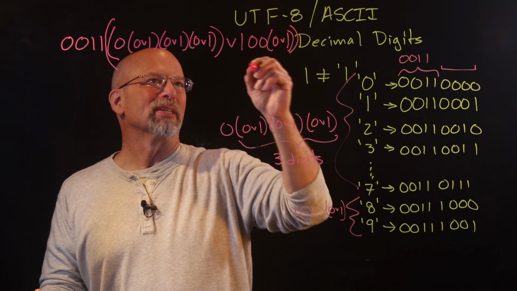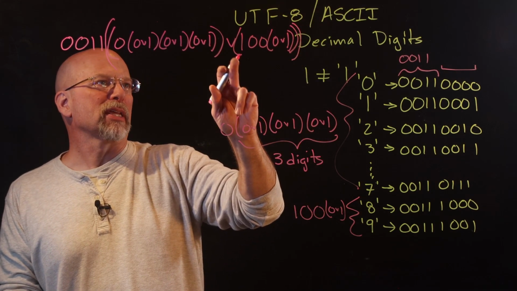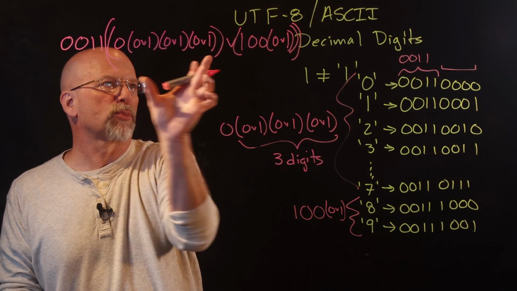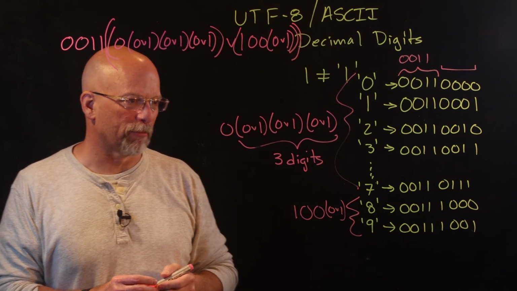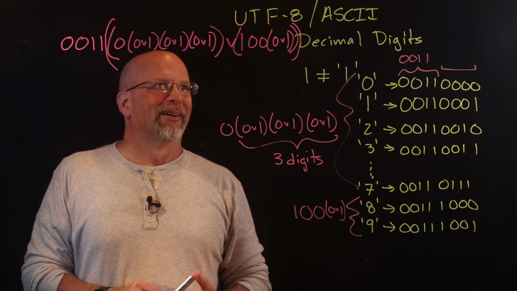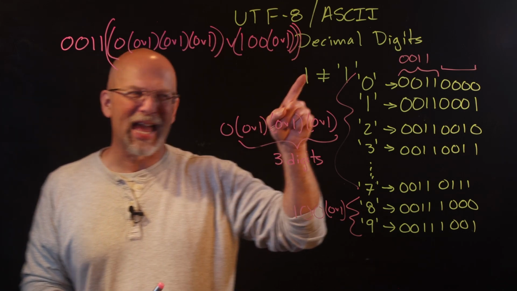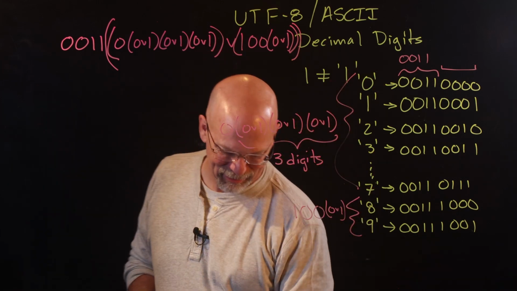We probably ought to put parentheses there. We need to put the parentheses here so this doesn't become this expression ORed with just the 1, 1. Those all have to be kept together. There you go. A definition for how to detect an ASCII decimal digit.